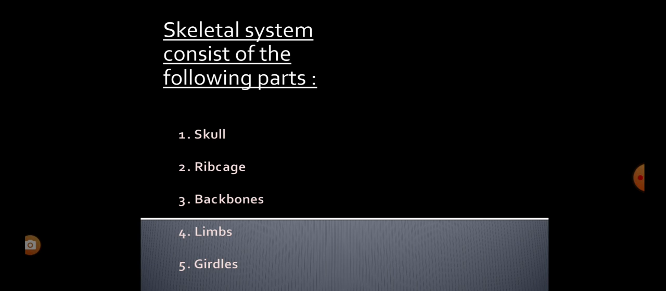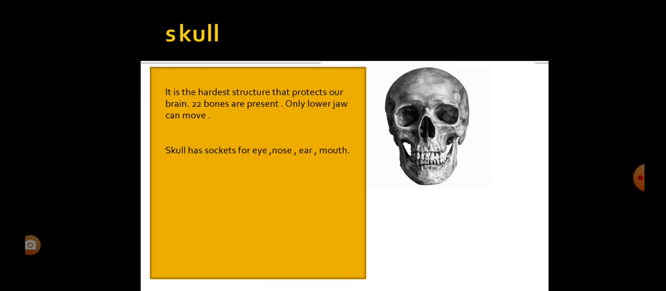Now we can divide our skeletal system into the following parts: skull, rib cage, backbone, limbs and girdles. First, let's see what the skull is and what its function is. As you can see, this is the structure and diagram of a skull. The skull is the hardest part of our body. It protects our brain, because the brain is an internal organ, and it is present inside the skull, and the skull protects our brain.